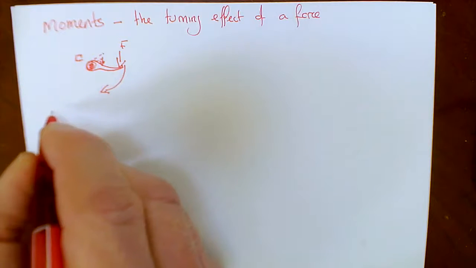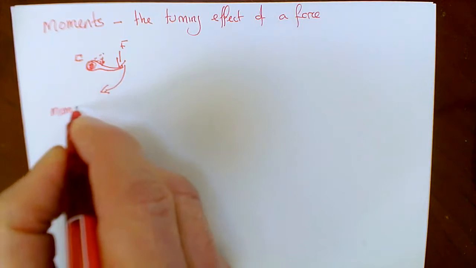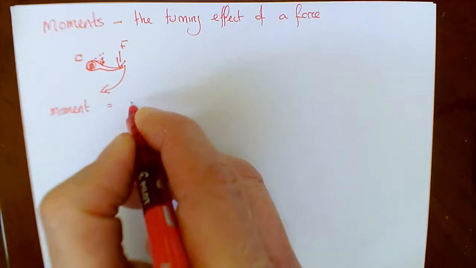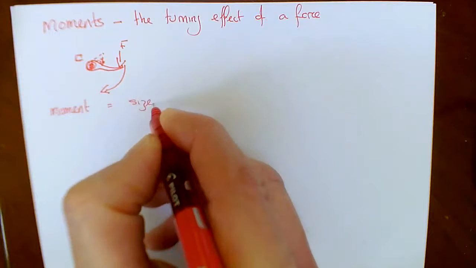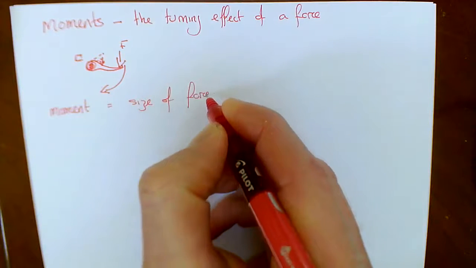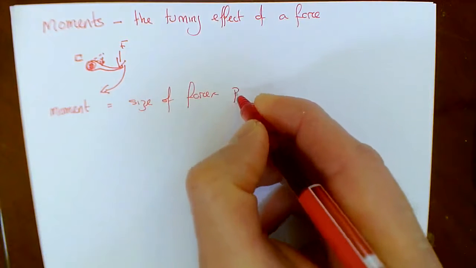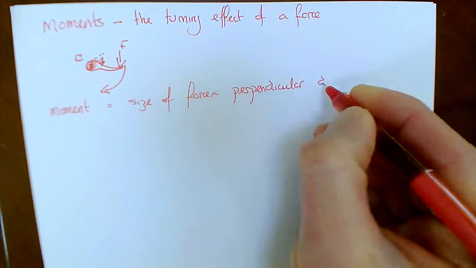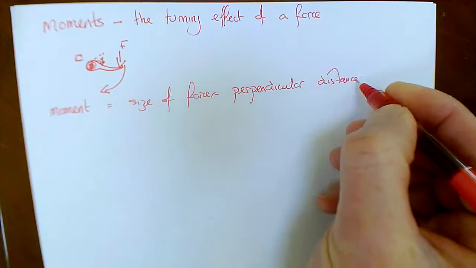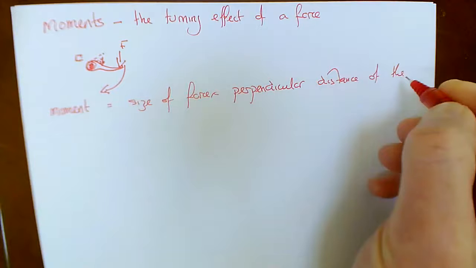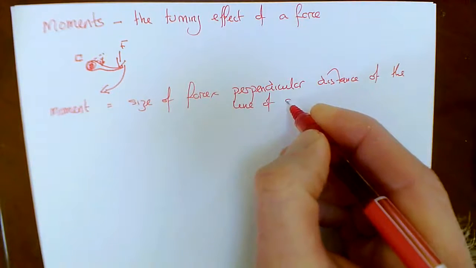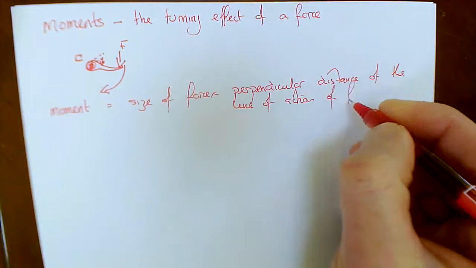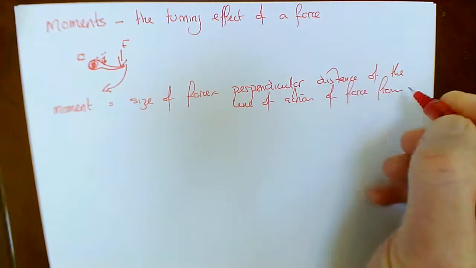So the size of the moment is the size of the force times the perpendicular, I'll come back to that in a moment, distance of the line of action, I'll come back to that as well, of the force from the pivot.